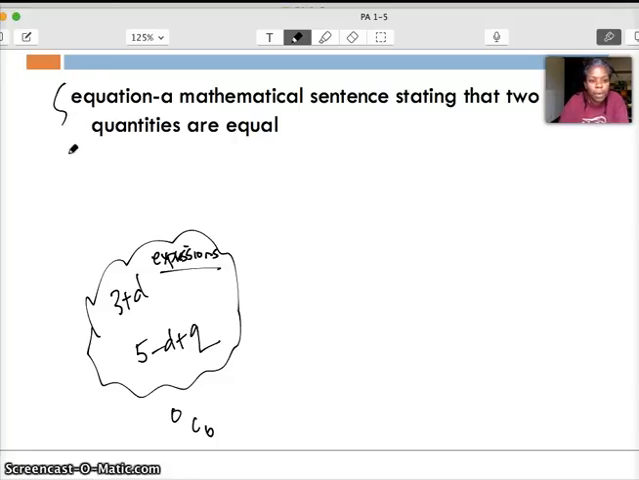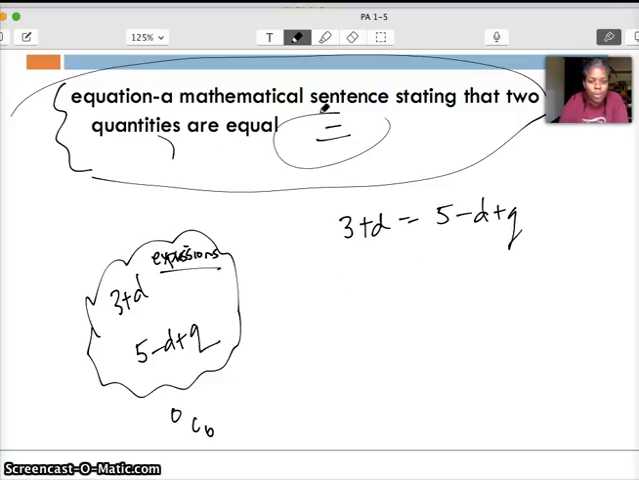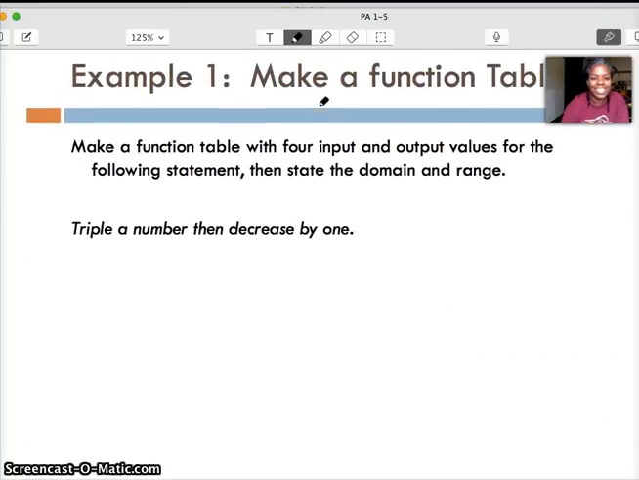But an equation, that we're talking about here, is a mathematical sentence stating that 2 quantities are equal. So I could have 3 plus d is equal to 5 minus d plus q. And this is no longer an expression, it's actually an equation. So my idea is that equations always have an equal sign, okay? All right, let's take a look at our example.